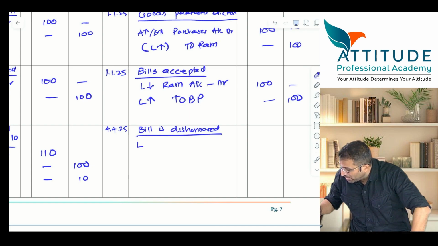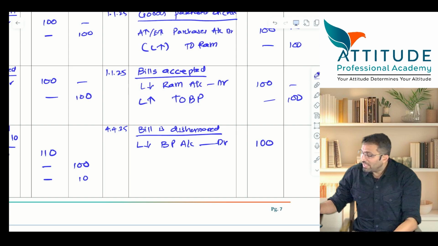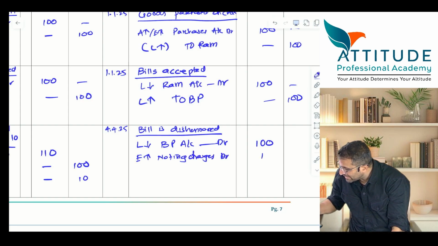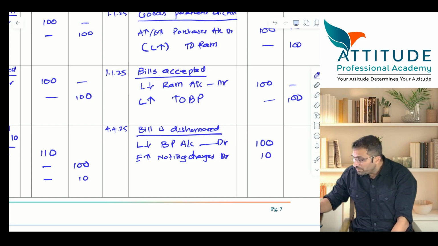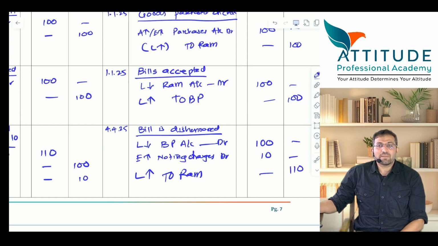Very good. Bills payable account debit. Liability reduces. Bills payable account debit. It is a useless bill which is worth ₹100. Next. Very good. Excellent. Expenses increase. Noting charges debit. How much? 10. Credit Ram. Very good. Liability increases. 110. Understood? My liability has increased again, no?